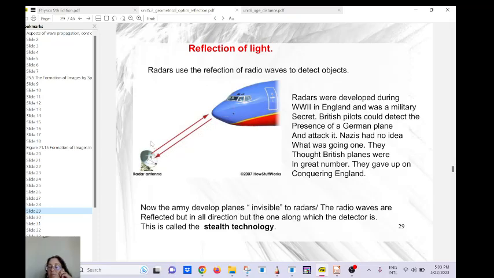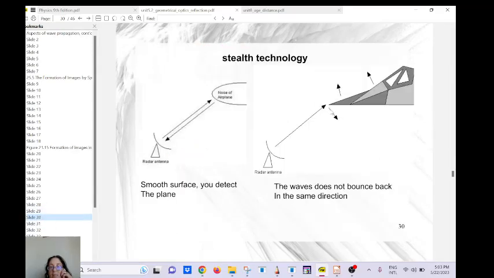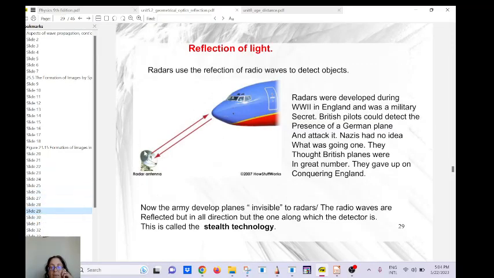And of course, that's a problem in the military. Maybe the enemy doesn't want to be seen. So that's why they have developed something called stealth technology. When there is a microwave signal, the signal does not come back in the same direction. Instead, it's going to bounce back in the other direction. So now it's invisible.